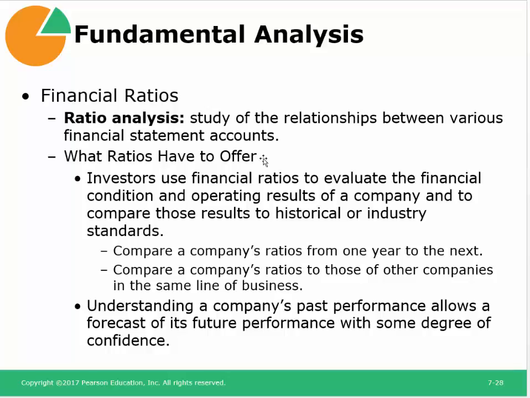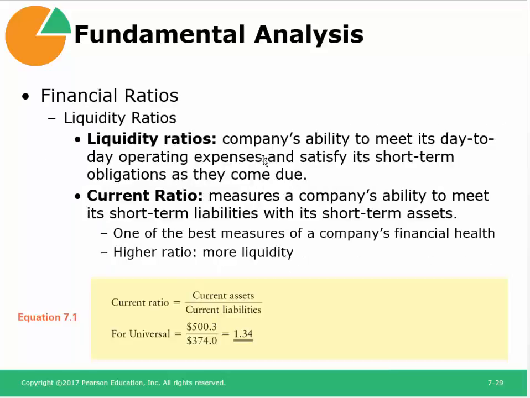We want to look at the numbers. We want to make comparisons of different items in the financial statements so that we can come to a conclusion as to whether the company is doing better or worse. So we want to look at the company's ratios and compare them to history. We also want to compare this to other companies, maybe to the industry. If we get an understanding of what's going on in the past, that can give us some degree of confidence of where we think the company is going to go in the future.